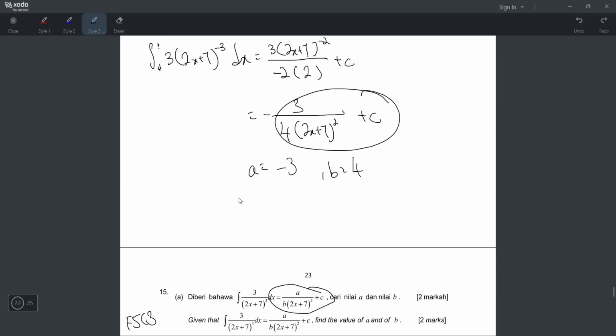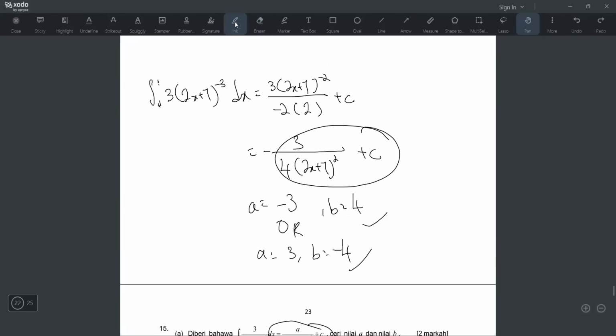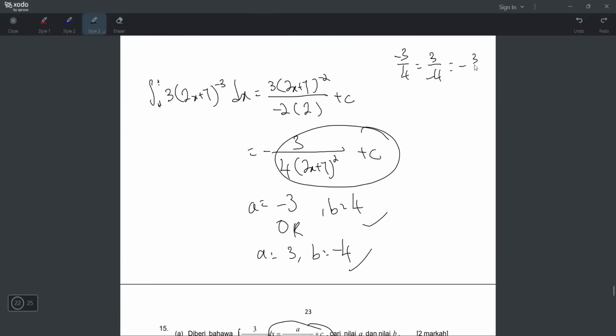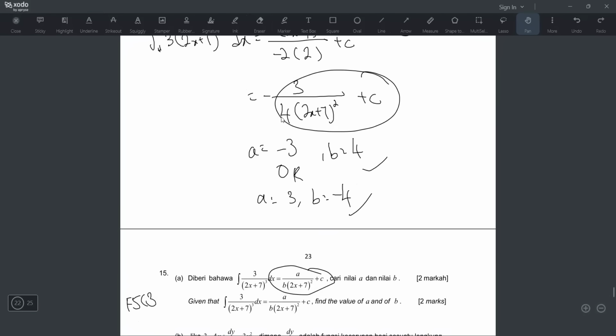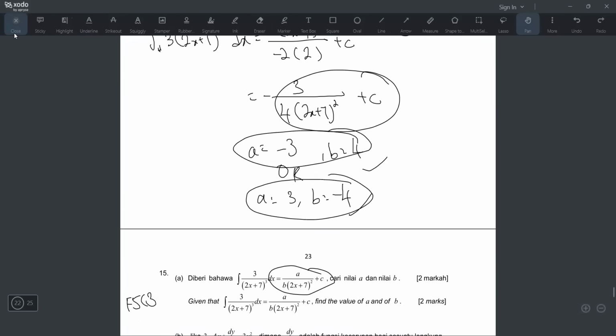Okay. But I feel like you can also write like this. A equals 3, B equals -4. This is considered correct also. Yeah. In my opinion, this is considered correct also. You know why? Because the negative, you can write it atas pun boleh, bawah pun boleh. Yeah, because -3 over 4 and 3 over -4 and -3 over 4, these are all same thing. Okay. And if you put the -4 down, then that means your B is -4. Okay. Yeah, so if you write like that, it's considered correct also. Like this also can. Yeah. In my opinion, both is correct.